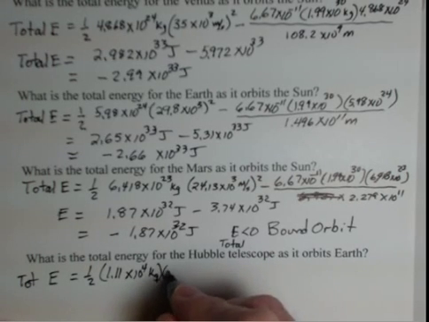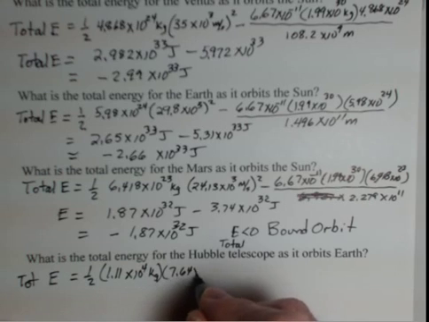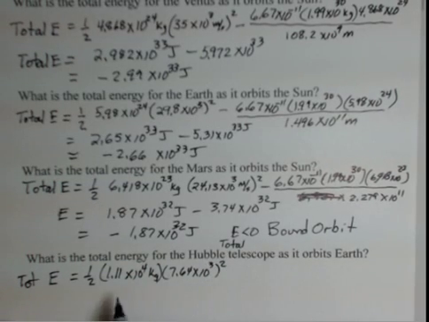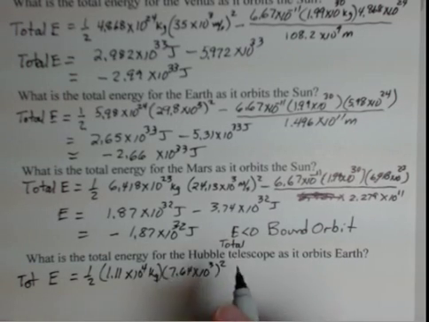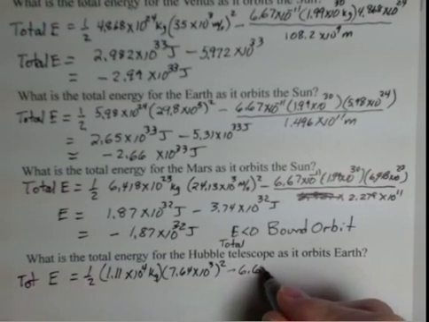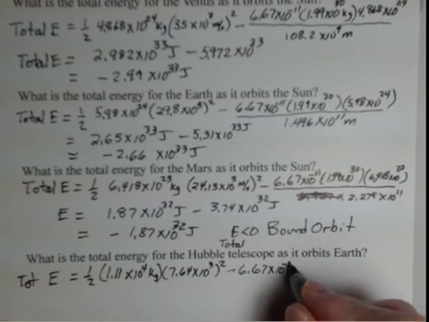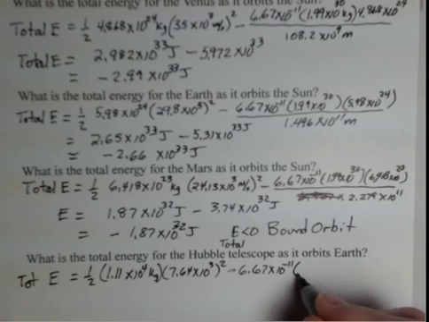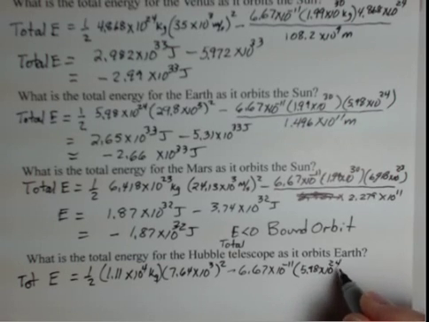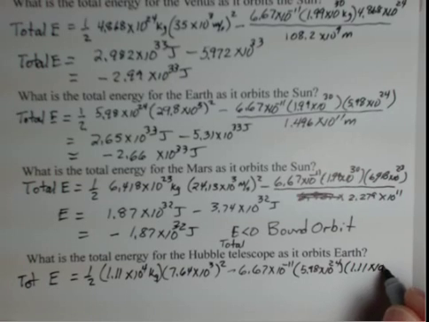And then its speed in orbit, 7.64 times 10 to the 3rd, squared. This is ignoring the Hubble Telescope's motion around the Sun. This is just doing the orbit around the Earth. And then, again, the gravitational calculation. Mass of the Earth now is needed, 5.98 times 10 to the 24th. The mass of the Hubble Telescope, 1.11 times 10 to the 4th kilograms.